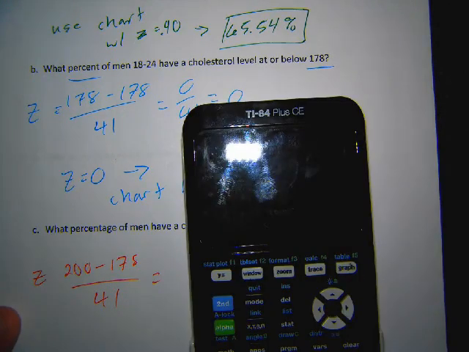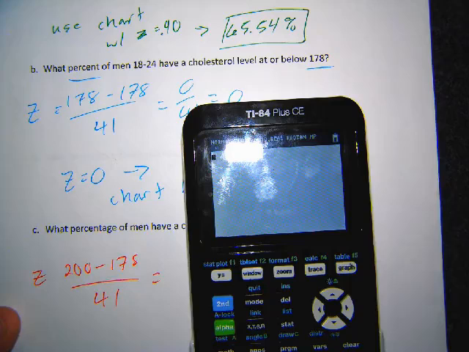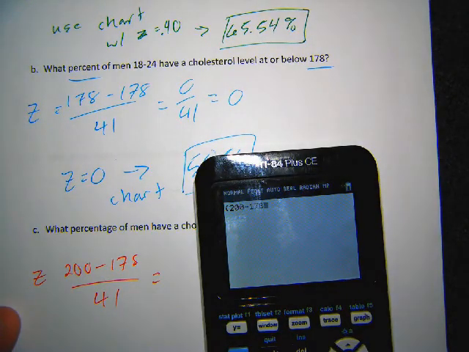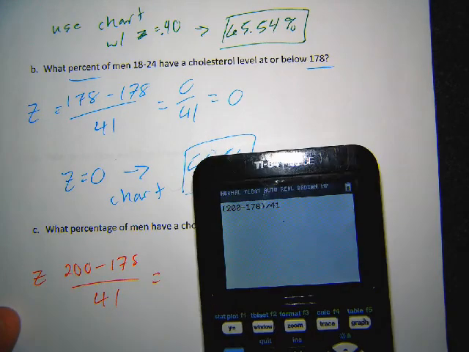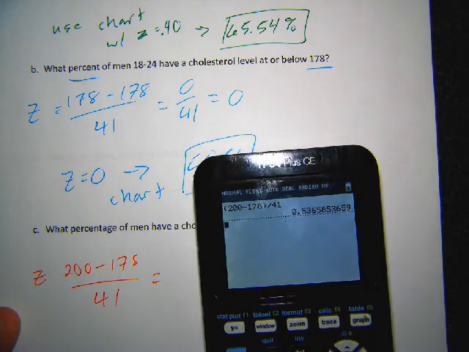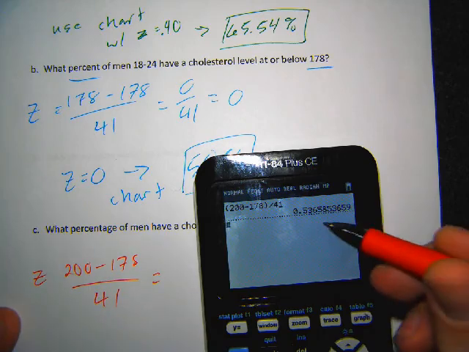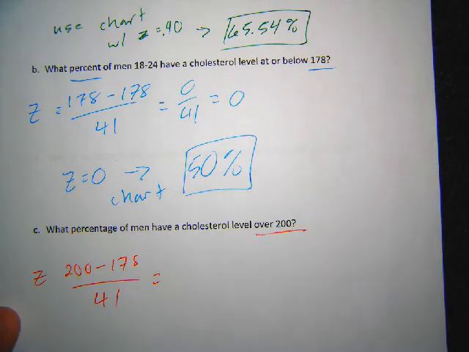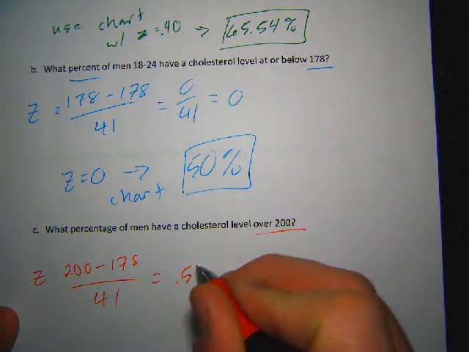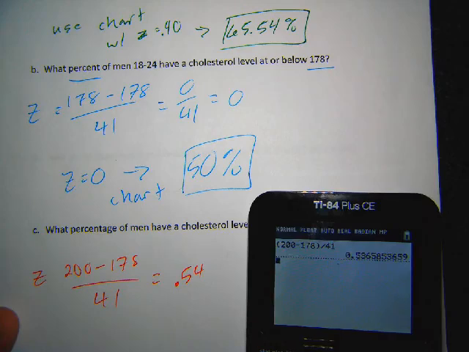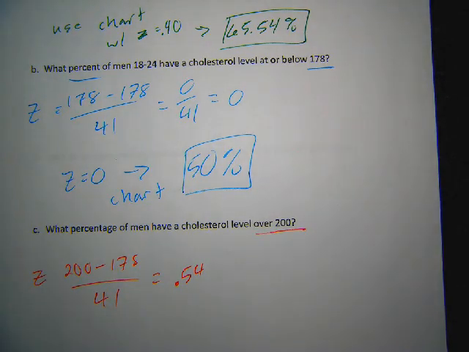So again, I'm going to type it in. If you want to do it with parentheses, I'd do parentheses 200 minus 178. Close that parentheses. Divide by 41. That's how you do it with parentheses. Because 200 here is above average, I expect a number above average, so 0.54, I guess it would be rounding to. So 0.54 is above average, right, because it's positive. Z-scores that are positive are always above average.